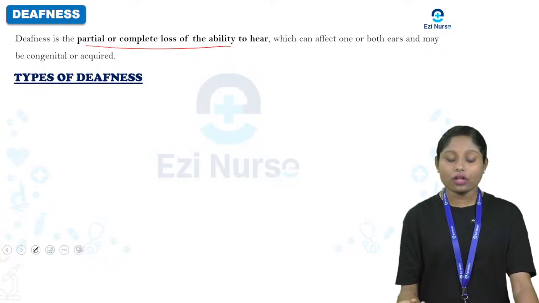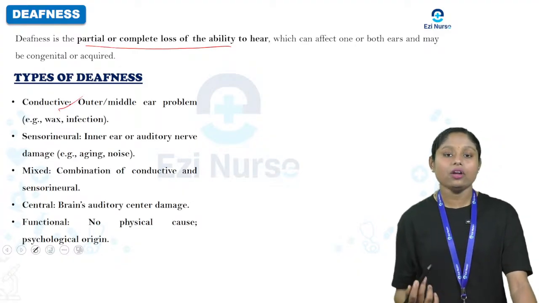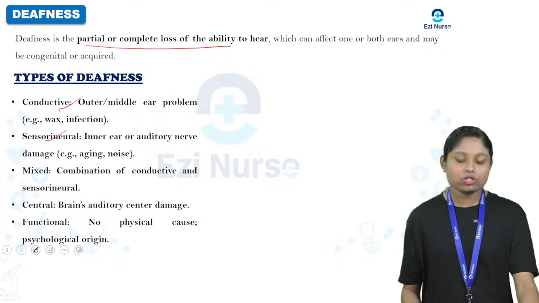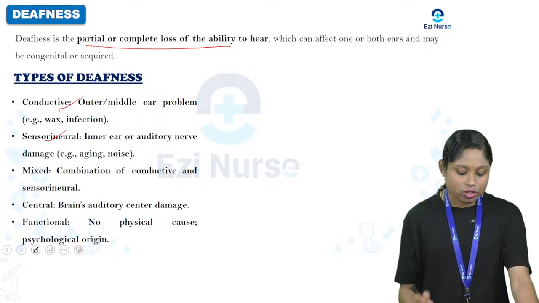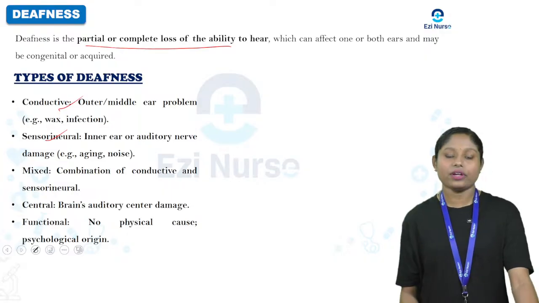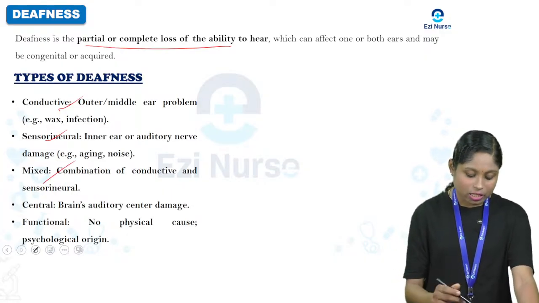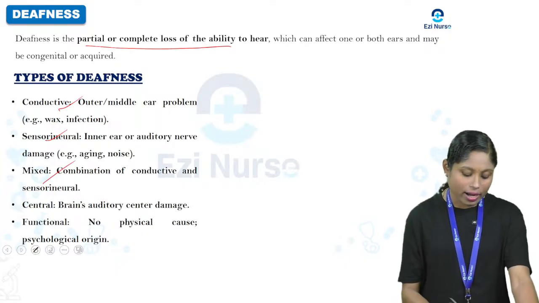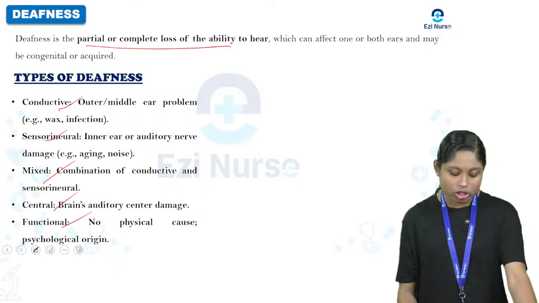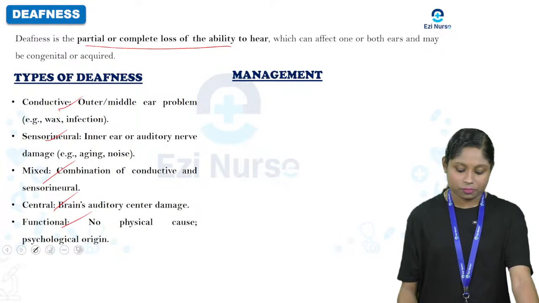So what are the types of deafness here? Conductive: outer or middle ear problem, for example wax or infection. Sensorineural: inner ear or auditory nerve damage. Mixed: a combination of both conductive and sensorineural. Central: brain auditory center damage. And functional: no physiological cause, psychological origin. So these are the types of deafness.